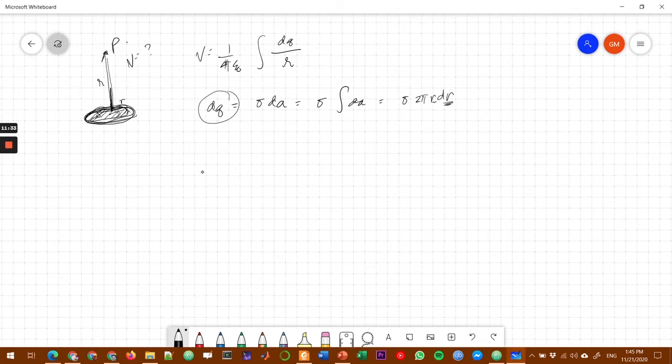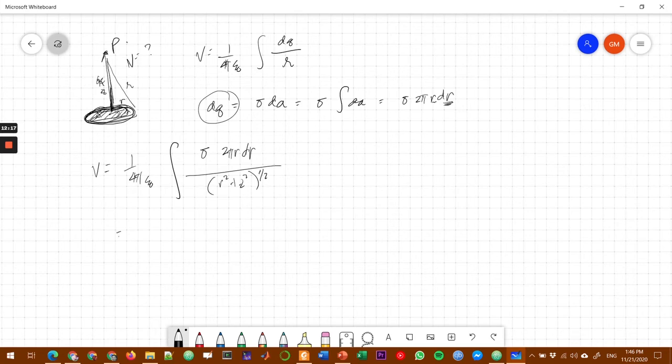Now we can solve for the potential. So we have 1 over 4 pi epsilon naught, integral, and we have sigma 2 pi r dr over the distance. So this is z, by the way, sorry for that. This is r. Okay, so the distance is r squared plus z squared, to the power 1/2.